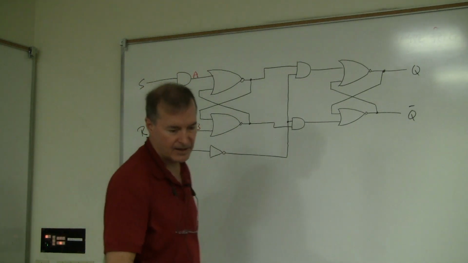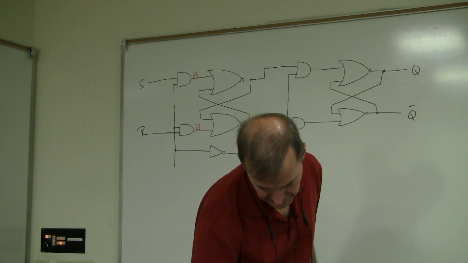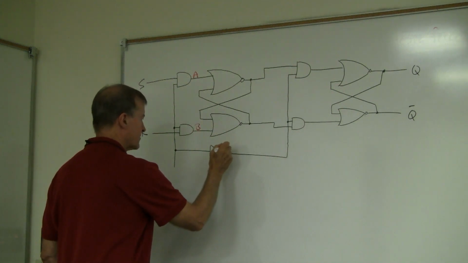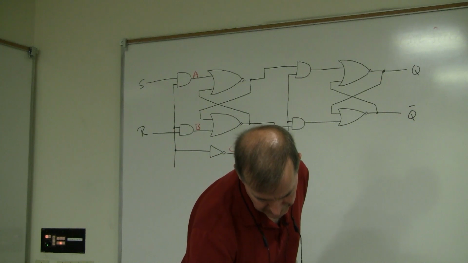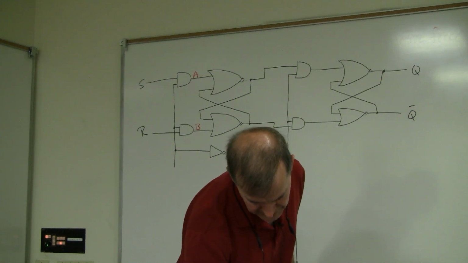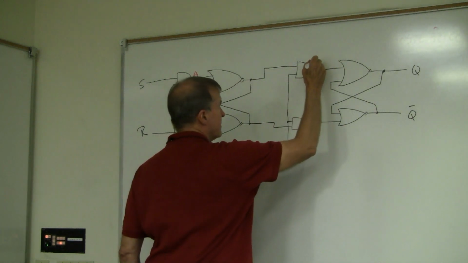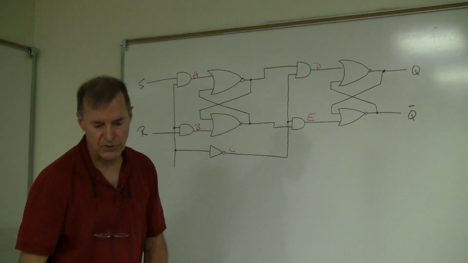Yeah? And then the book says C is the output of the inverter. So here's the inverter. So that's point C. And then D is the output of the top, E is the output of the bottom. D and E, right? So those are the points.